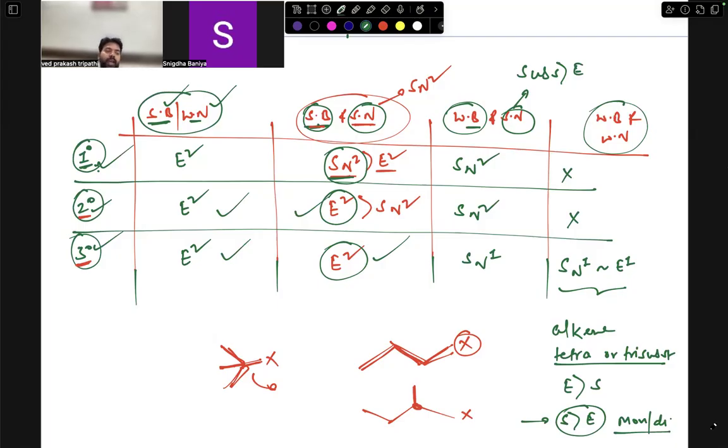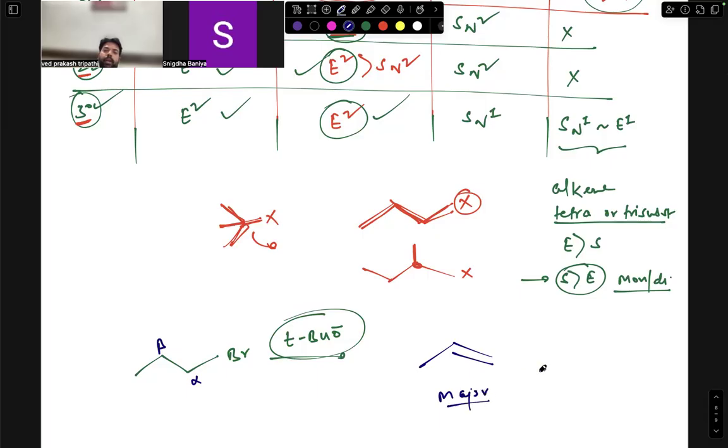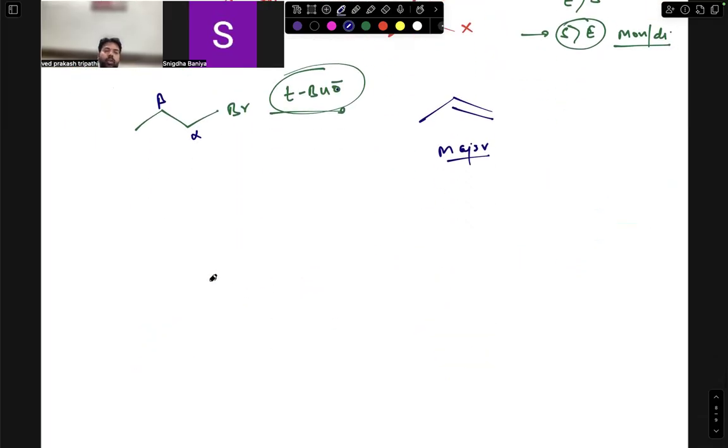So let me tell you some examples, then it would help you. Look at the first case. What is the nature of this attacking species? That's bulky, right? So bulky means elimination is favored. So this is alpha, this is beta. So you have just this one. Major. And if you want to draw the substitution product, then tertiary butoxide would replace this bromine, and that is not important.